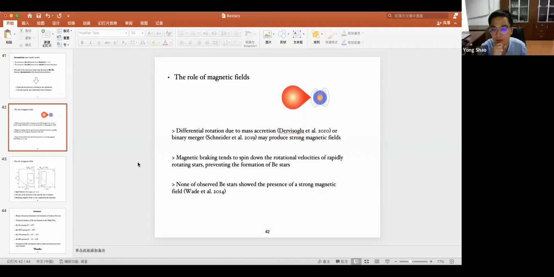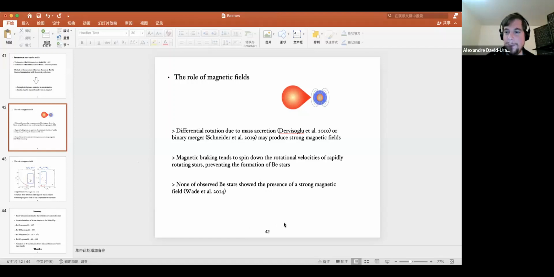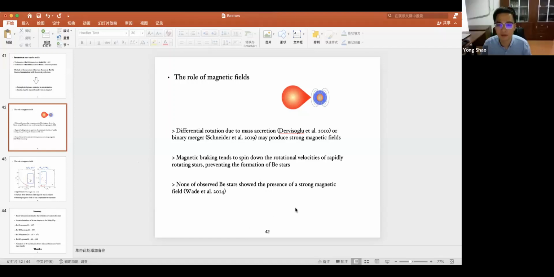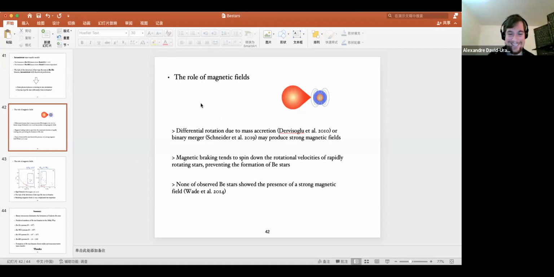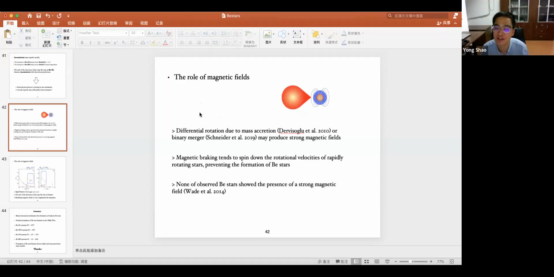It's hard. I'm sorry, I didn't quite get that. How to do the magnetic fields? It's hard. I would try to use MESA to calculate the production of magnetic fields due to dynamo. Maybe I'll consider the effects of dynamo. I did not do this.